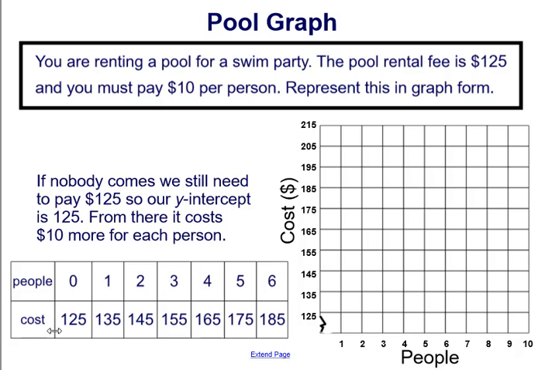Now the cost, again, we have to use the information that if 0 people come, we still have to pay the pool rental fee of $125. So that's our initial or starting value. And then if you're paying $10 per person, that increase in those values will go up by 10. So you're adding 10 to 125 and so on and so forth. You keep adding 10 to that cost as you keep adding one person, and so on and so forth.